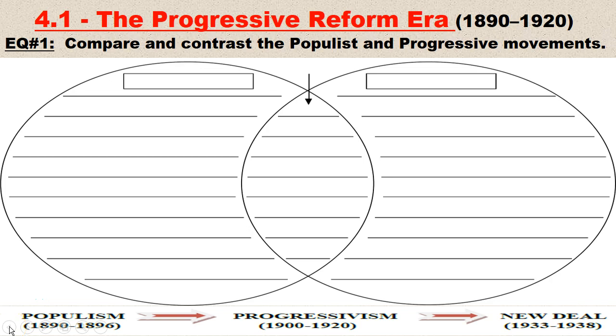All right, lesson 1 for Unit 4. A lot of snap, crackle, and pop going on here with the progressives and the progressive era. 3 decades worth of reform and change. Check out the continuum at the bottom there. We're halfway through to the New Deal.